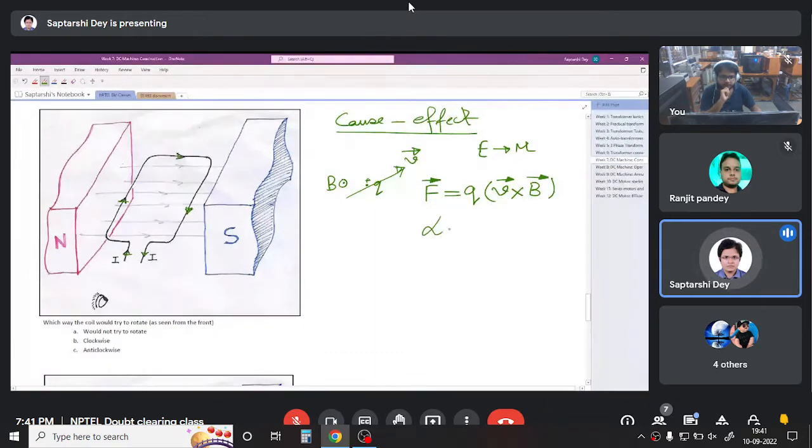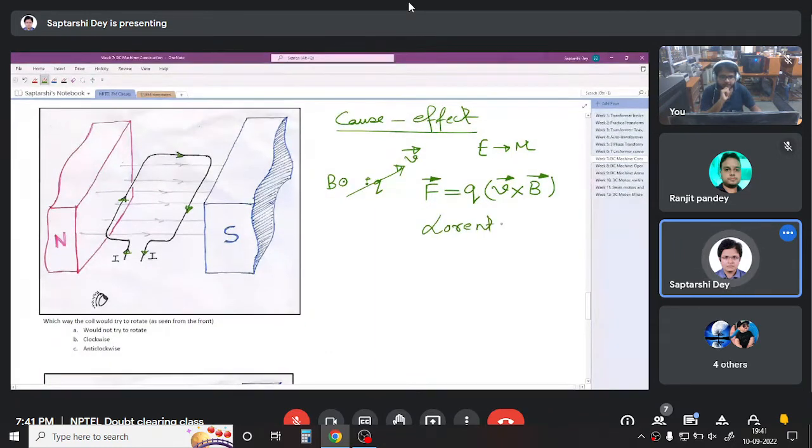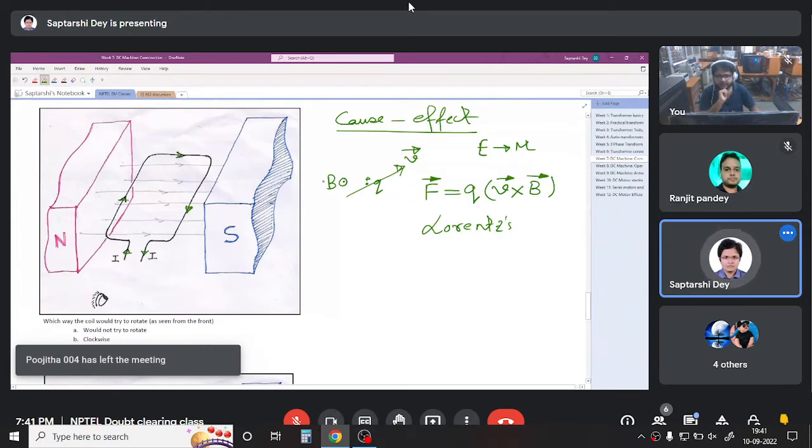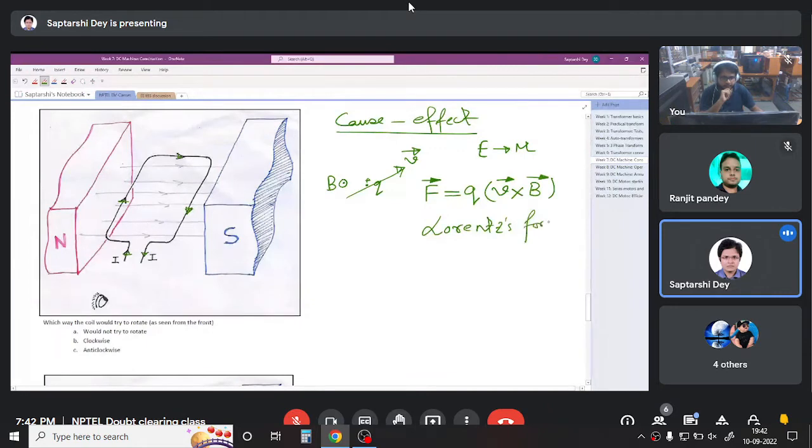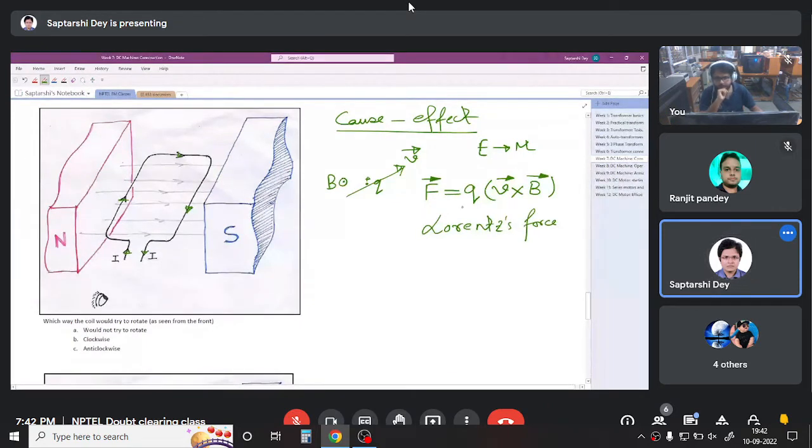This is just one component of the Lorentz force. The Lorentz force has another component, which is simply the electric field times Q. But we are not interested in the electric field because in an electric machine, as far as the air gap is concerned, there is no electric field. Inside the conductors there is an electric field. So this is the Lorentz force.